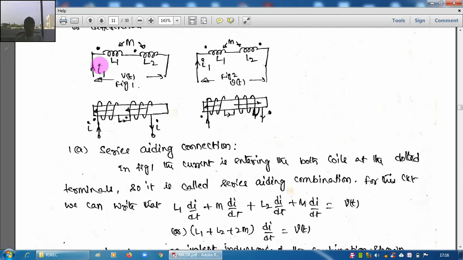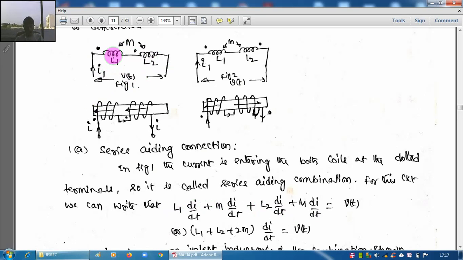Now for this aiding connection, series aiding connection, this is the circuit. We can write the voltage equation like this. It is written here. Note that in this coil there will be two EMFs, self EMF and mutual EMF due to this coil, and in the second coil also two EMFs, self EMF and mutual EMF due to the first coil. So here two EMFs and here two EMFs, four EMFs, and one supply voltage V. So in the voltage equation we will be getting a total of 5 terms, 5 voltages. So that equation is this.